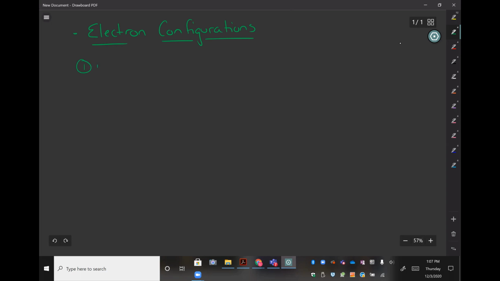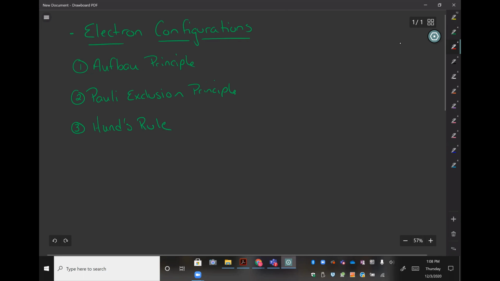Remember, we have the Aufbau principle. We have the Pauli exclusion principle. And we also have Hund's rule. Now, the Aufbau principle, think of that as filling a glass of water. We always fill our glass of water from the bottom and then work our way up. So we are always filling the lowest energy levels first.